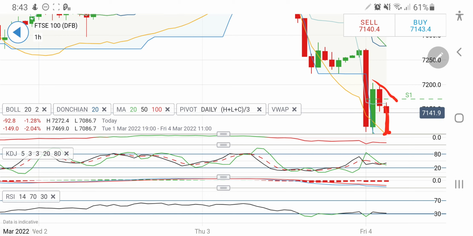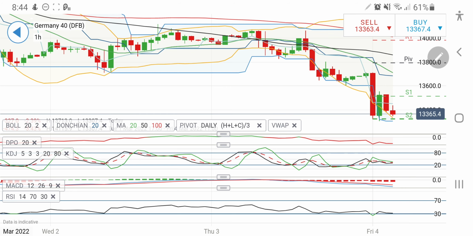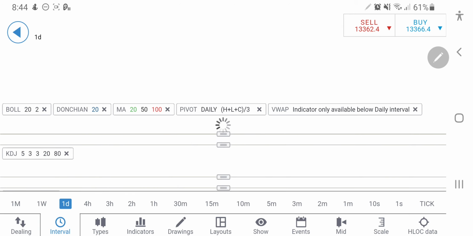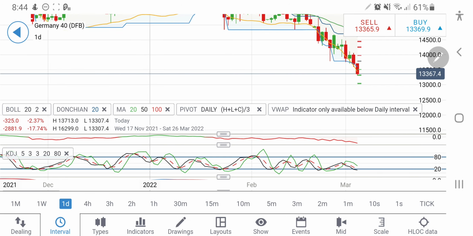Take your positions accordingly. Now let's have a look at Germany 40. As I shared, Germany 40 and FTSE 100 are the two markets which have shown a good drop over the past few days. Let me first take you towards the daily chart.